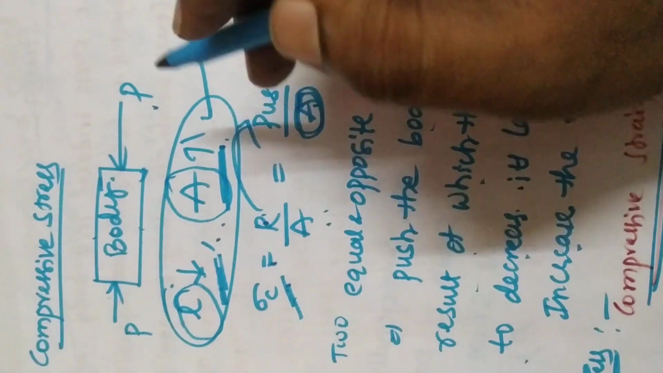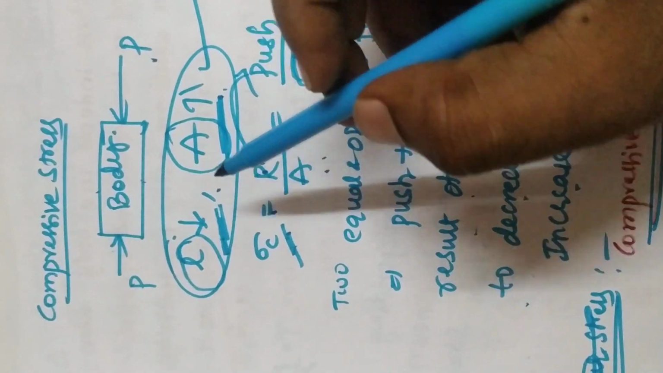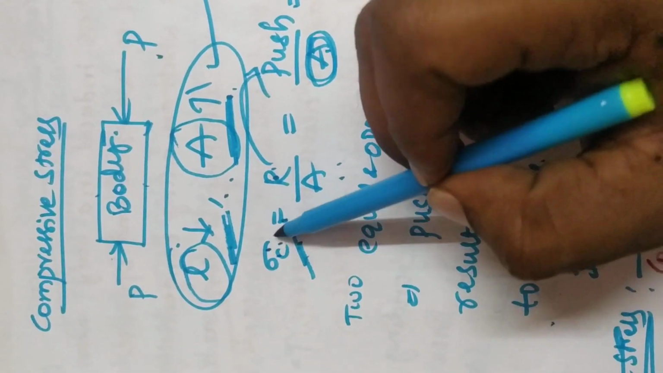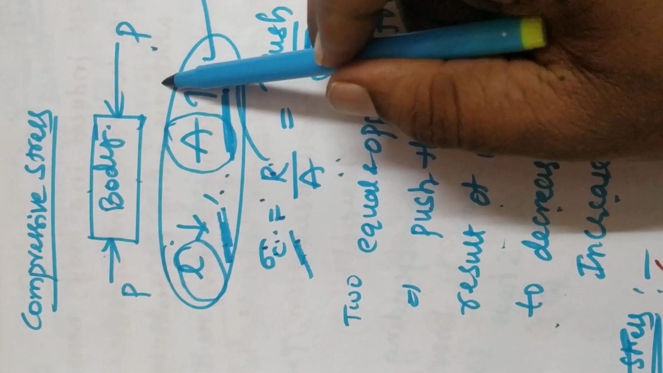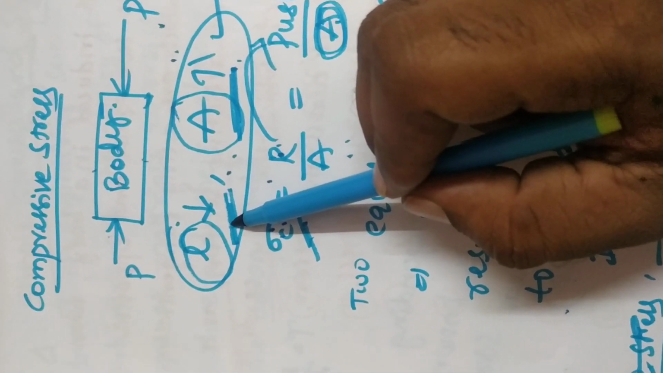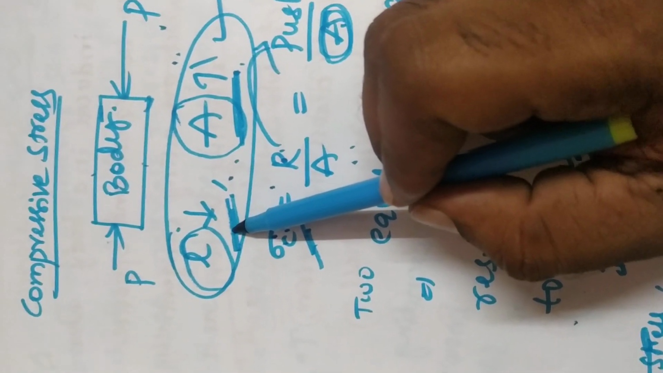But what is the difference between compressive stress and tensile stress? In tensile stress, the load is pulling. In compressive stress, the load is pushing. In compressive stress, the length decreases. In tensile stress, the length increases.